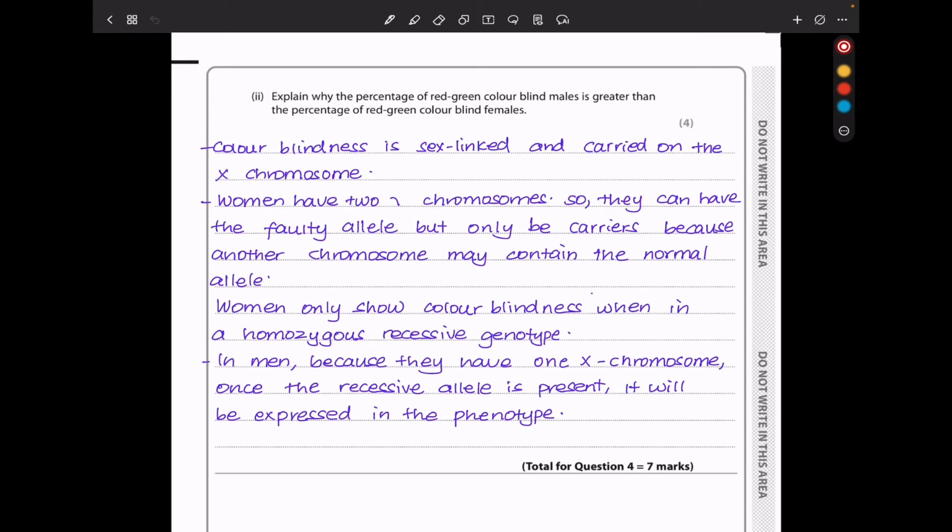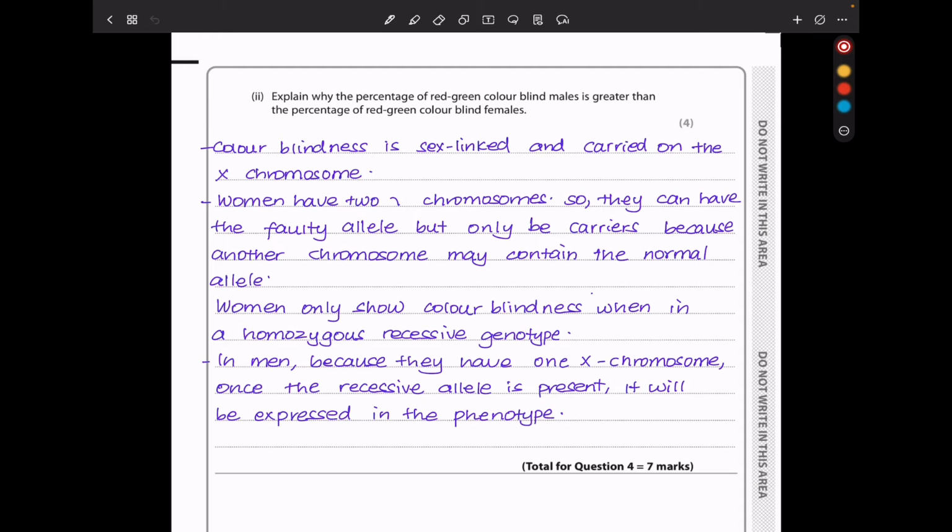Next, they say explain why the percentage of red-green colorblind males is greater than the percentage of red-green colorblind females. If the number of males is greater than the number of females, then it means this is going to be carried on the X chromosome. And since females can have 2 X chromosomes, one could have the allele for colorblindness while the other doesn't have.